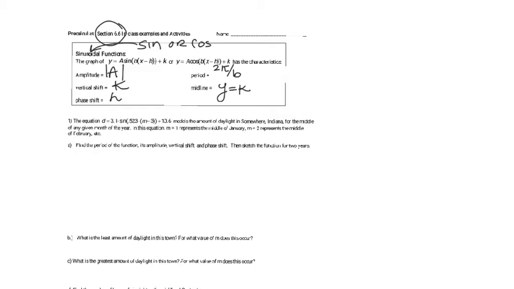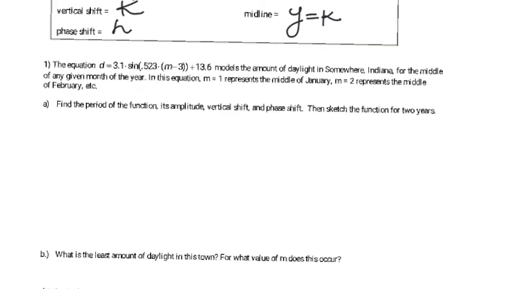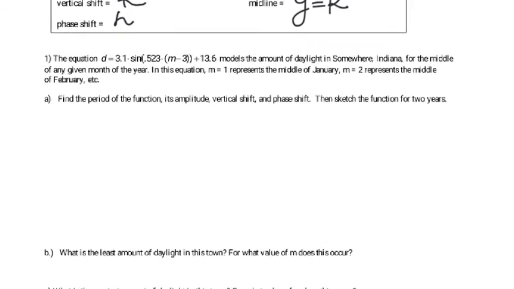Because you will know which pieces go in there. So the equation D equals 3.1 sine (0.523 m minus 3) plus 13.6 models the amount of daylight in somewhere in Indiana for the middle of any given month of the year. The equation m equals 1 represents the middle of January, 2 represents February, and we continue on. So find the period of the function, the amplitude, the vertical shift, and the phase shift, and then sketch the function for 2 years. So 2 years, I'm going to write it out already, is 24 months. Okay, so you need to sketch it out for 24 months.